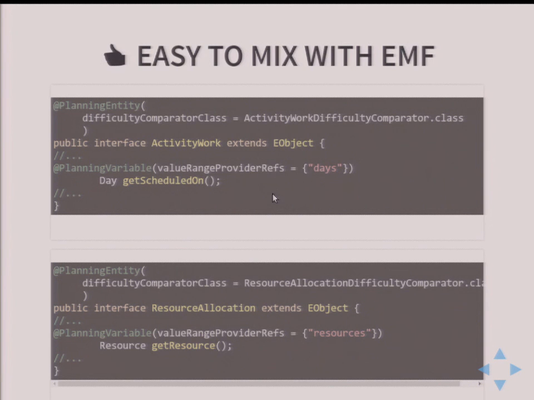And the good news is it's fairly easy to integrate and to mix with EMF, especially since the latest versions. So this is the interface which is generated by EMF, and what I have to do is just add a new annotation like, hey, this is one of the entities I want you to adapt and tweak to find a better solution. And using another annotation, which is called planning variable, I can say, okay, this is the attribute you might want to change in between solutions.